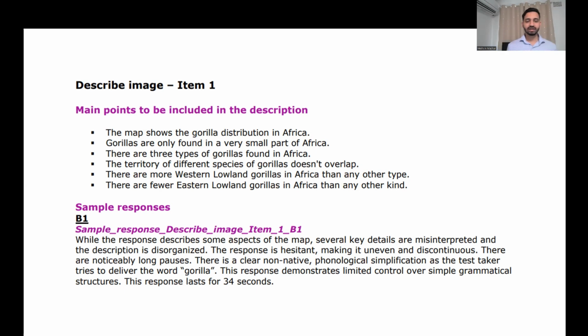Okay. Sample responses, B1, what happened with that? Let's read out the feedback here. While the response describes some aspects of the map, several key details are misinterpreted and the description is disorganized. The response is hesitant, making it uneven and discontinuous. There are notably long pauses. There is a clear non-native phonological simplification as the test taker tries to deliver the word gorilla. Obviously, you must have heard the word gorilla was not pronounced properly.